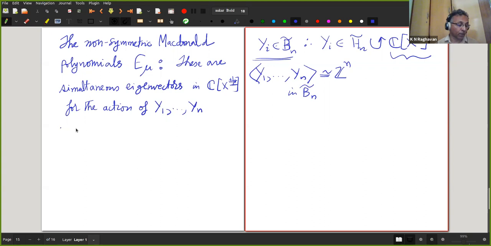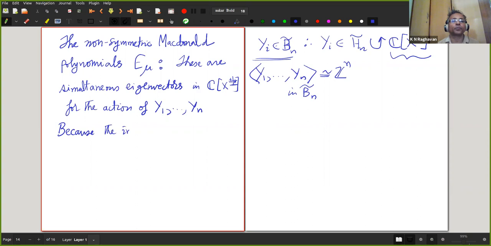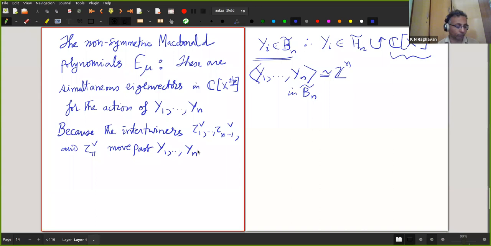Okay, so the intertwiners, this we haven't defined, but we will do next time. Tau 1 check, tau n minus 1 check, and tau pi check move past y1, yn in the best possible way. So I'm using the language of the paper.